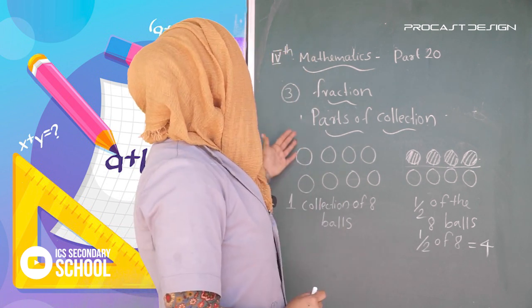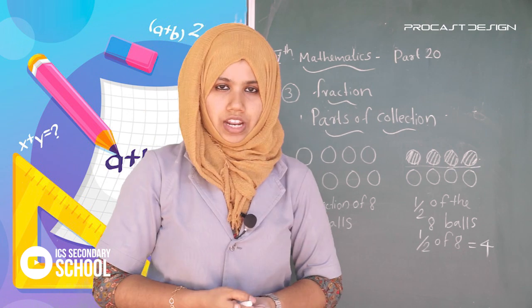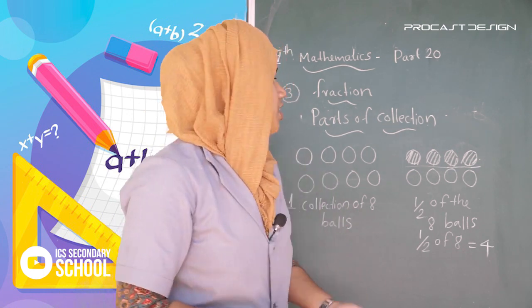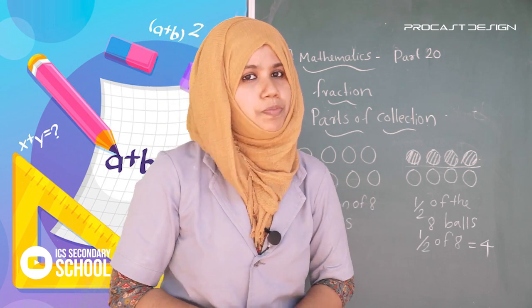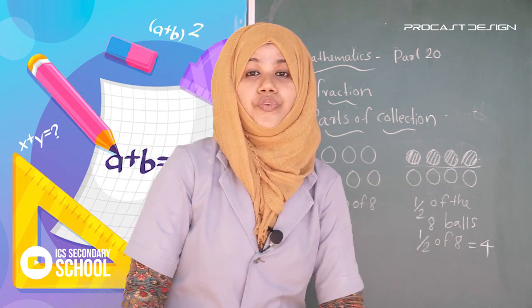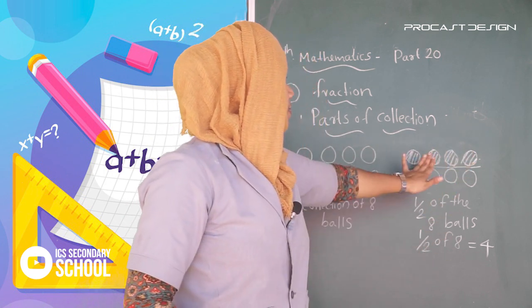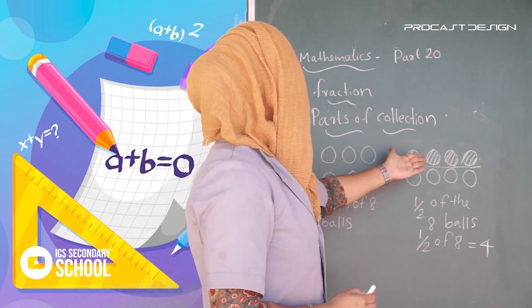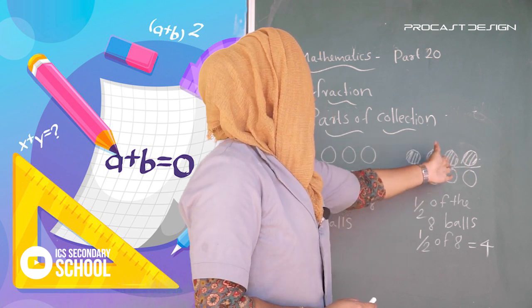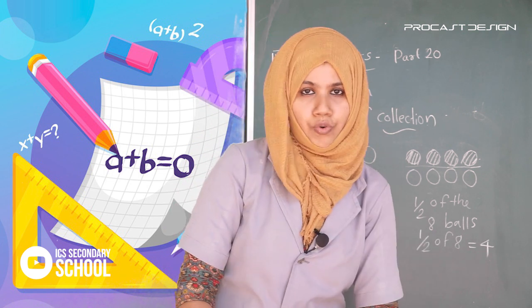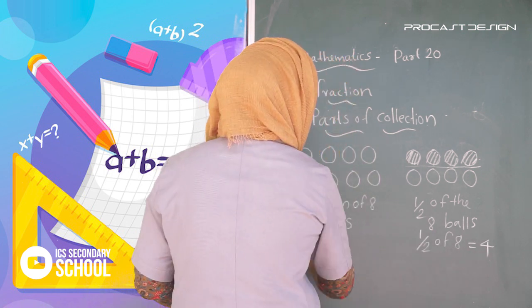Is it clear? So parts of collection means some parts in a collection of anything. So here one collection of 8 balls is there. So we have to find out the half of 8 balls. So here this is first part and this is second part, and the first part we just shaded to find out the half of 8 balls. So we get 4. Another example.